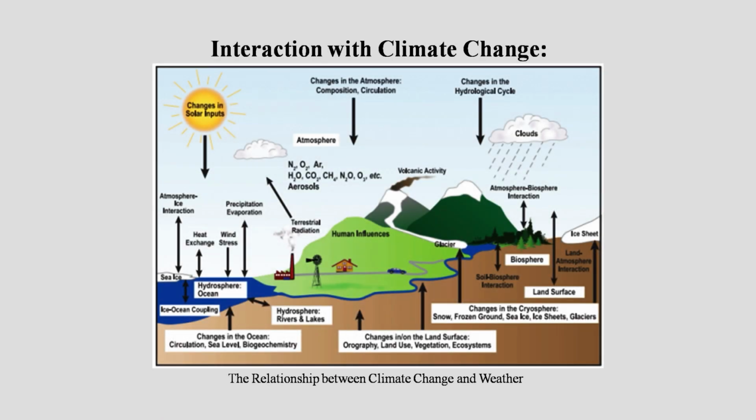Now let's talk about how the weather interacts with the climate change. In this image, if you can see, in a normal weather condition, how the climate changes, how the weather changes. Okay, so here you can see a water body, a land, soil, you can see glaciers, you can see the sun.